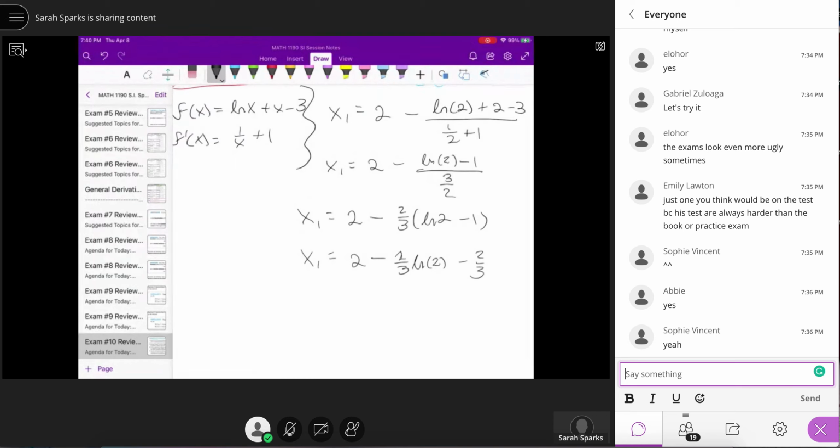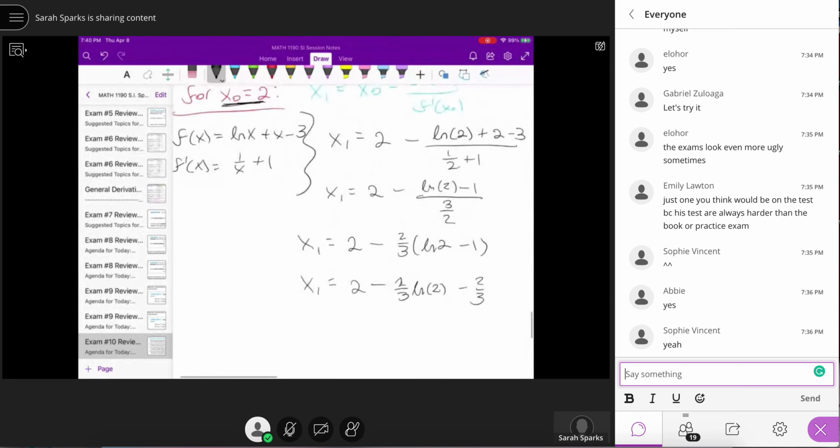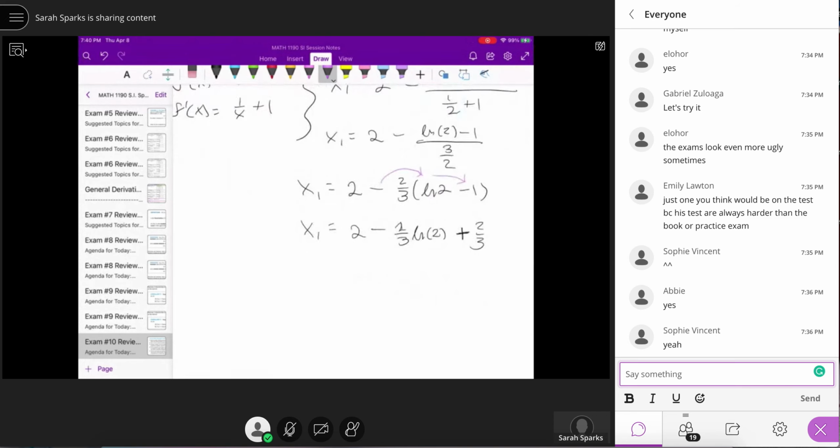Oh, I forgot to distribute that negative sign, so this is actually going to be positive. That negative 2/3 went to the natural log of 2, and then it also went to the negative 1. So 2 plus 2/3, so it's going to be 6 over 3 plus 2 over 3. So we're going to get positive 8 over 3.